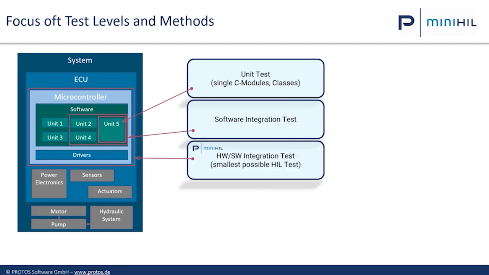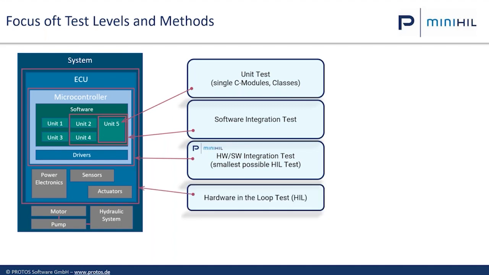The next level is a bit harder to do. That's the smallest possible hardware in the loop test. So the idea is you look at the microcontroller as a black box, and you test at the pins of the microcontroller, so all the signals at the microcontroller. That's the first level where you actually can test the complete software, including all the drivers. So the complete software as it is, as it's delivered to your customer.